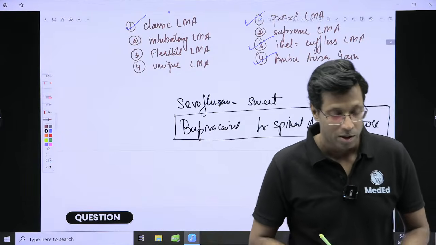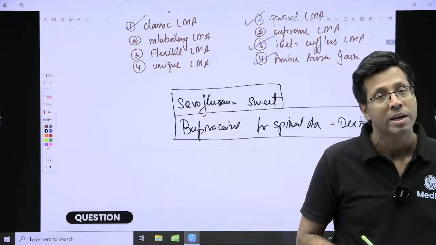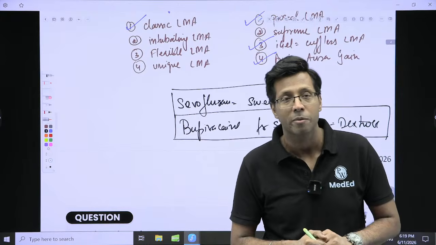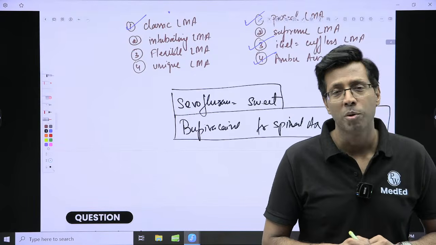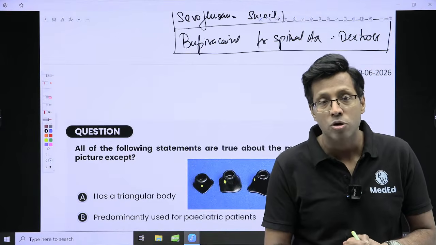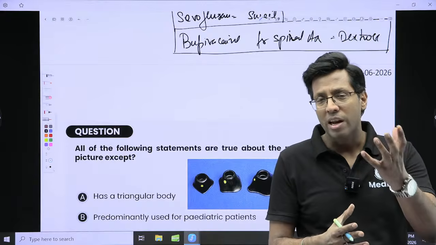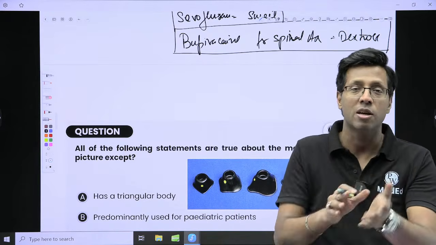Okay, if you remember. Otherwise, sevoflurane being sweet smelling, absolutely correct. Being sweet smelling and a bronchodilator, it is used for pediatric patients. Dr. Girendra Pal says bupivacaine. Correct, absolutely correct. Bupivacaine for spinal anesthesia is what contains dextrose, so that it becomes heavy. Specific gravity of the drug becomes more than specific gravity of CSF. It settles down. That's the point.